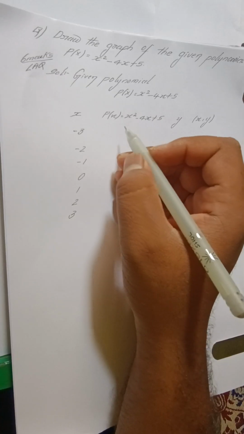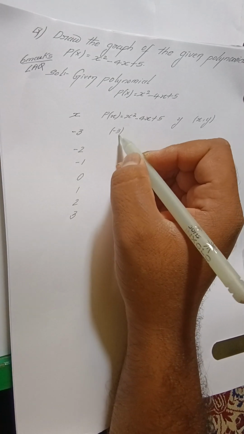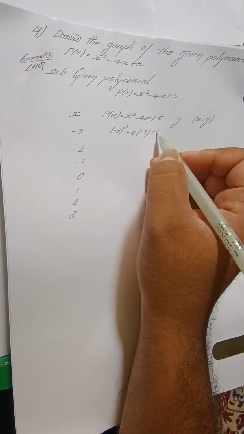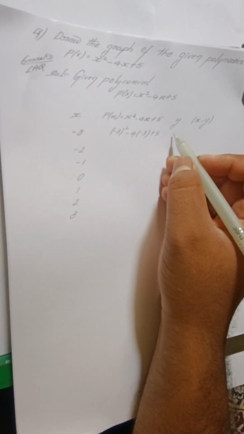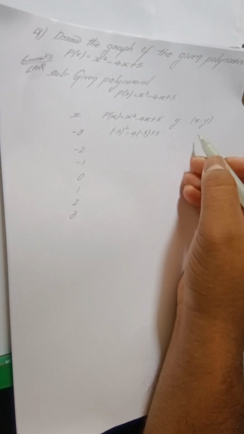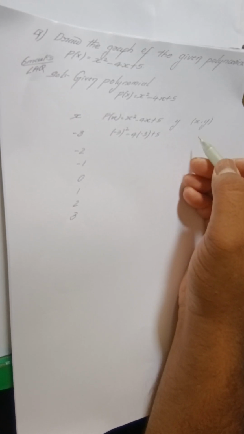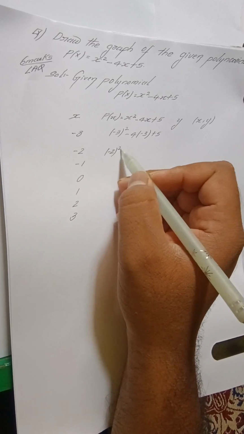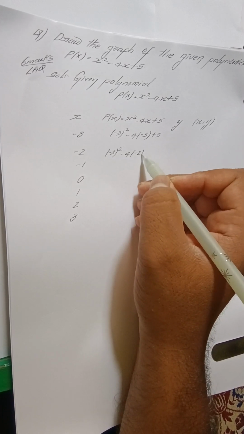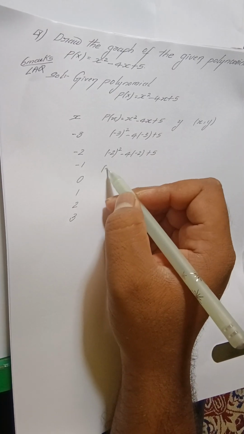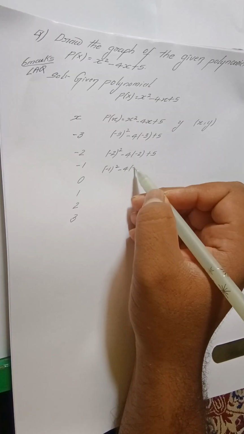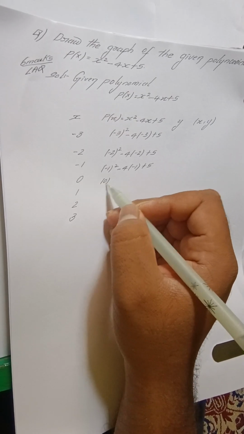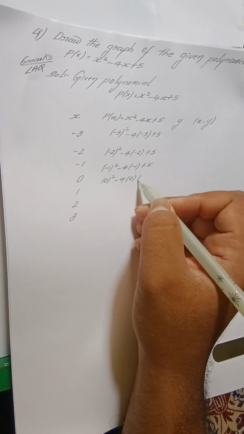For example, minus 3 square minus 4 times minus 3 plus 5. By doing this calculation, I will get the value of y. Then I will put the values of x and y. So first I will write all the values like this: minus 2 square minus 4 times minus 2 plus 5. Similarly, minus 1 square minus 4 times minus 1 plus 5. Now it's time for 0. So we put 0 square minus 4 times 0 plus 5.